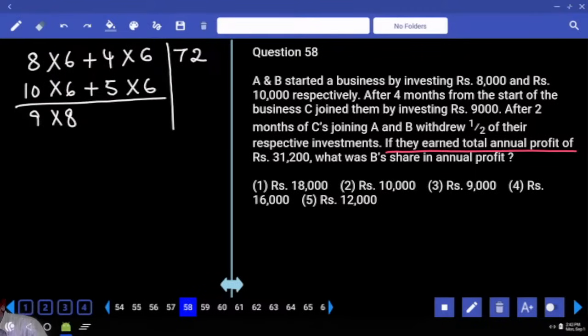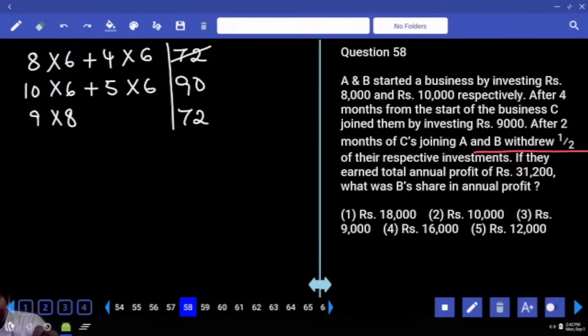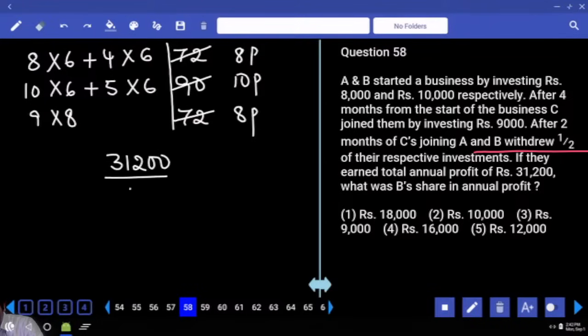Again 6 common, 10 plus 5, 15 6 times. 8 into 9. All are 9 multiples. 8 times, 10 times, 8 times. Total how many parts? 26 parts. 31,200 is divided into 26 parts.